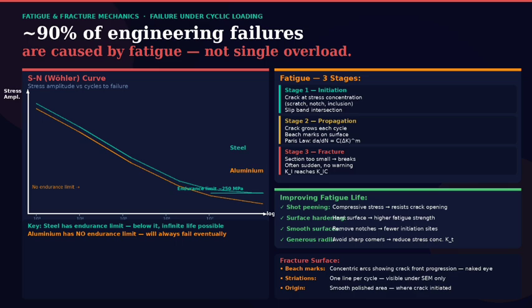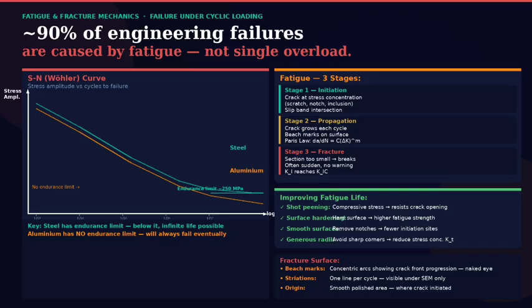Stage 2, crack propagation. With each cycle, the crack advances a tiny amount. The fracture surface shows characteristic beach marks, concentric curved lines showing where the crack front was at different times. Under a scanning electron microscope, individual striations appear, one for each cycle. Stage 3, final fracture. The remaining cross-section becomes too small and the component breaks suddenly, often with no visible warning.